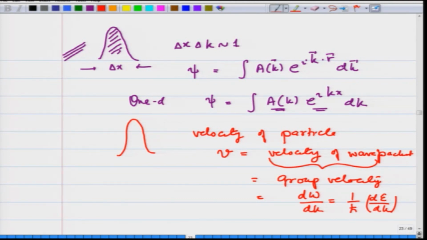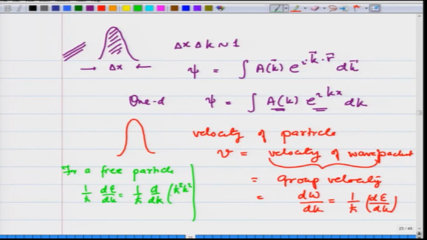This is a review of quantum mechanics. On the side, I am going to show you that for a free particle, 1 over h cross d E d k will be equal to 1 over h cross d by d k of h cross square k square over 2 m, which comes out to be h cross k over m, which is the velocity of the particle, and this is the same as the group velocity.